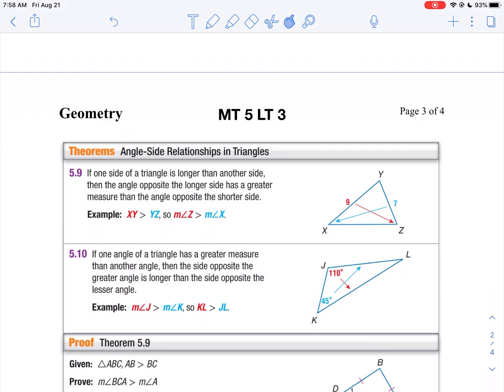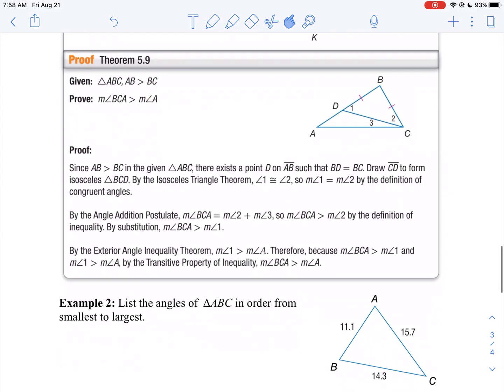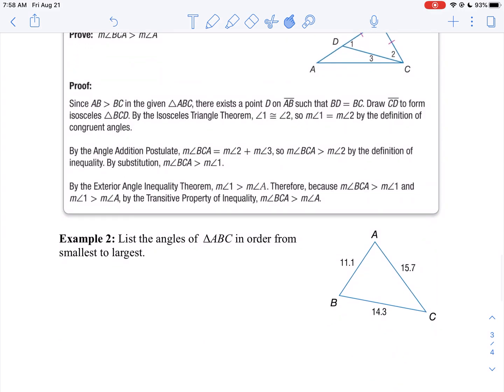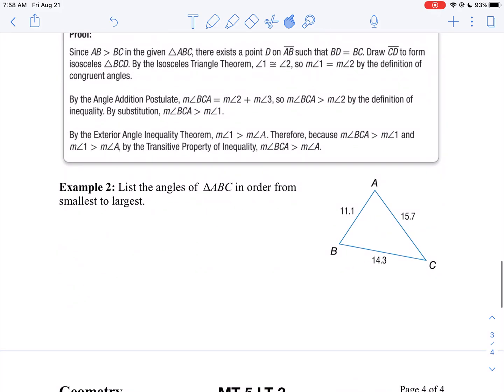And here's the proof of that, written below. You can read that yourself, but it just goes through why this is true. Now, if we take a look at example 2, list the angles of triangle ABC in order from smallest to greatest. When you're taking a test, make sure you follow the directions. If you list largest to smallest, they'll get counted wrong because you didn't follow directions. So I'm going to look at smallest to biggest.